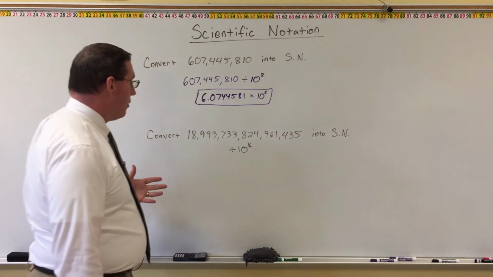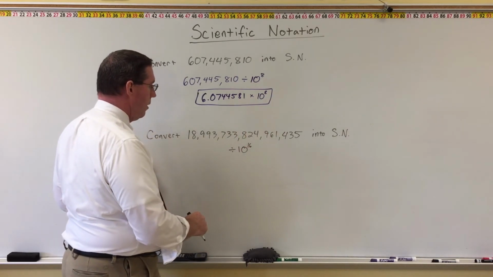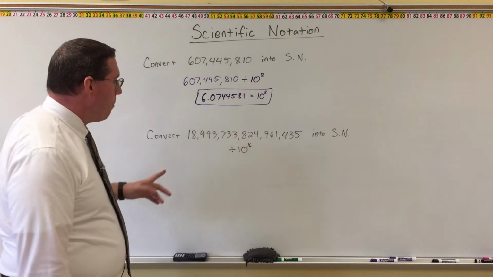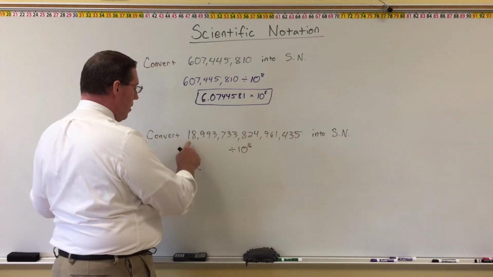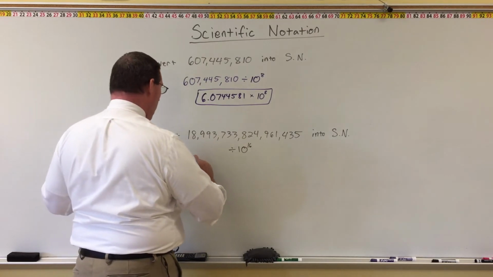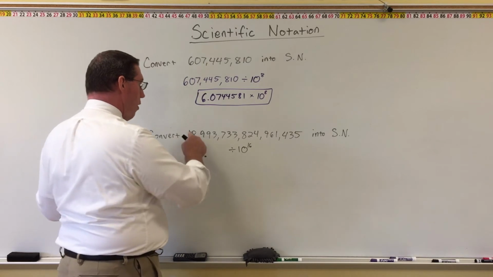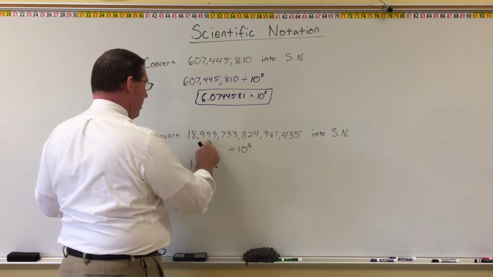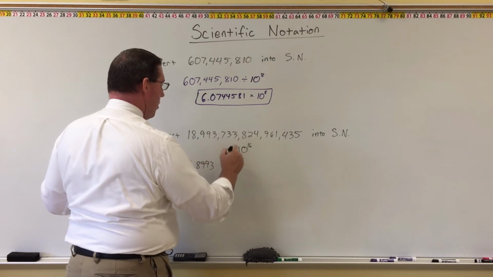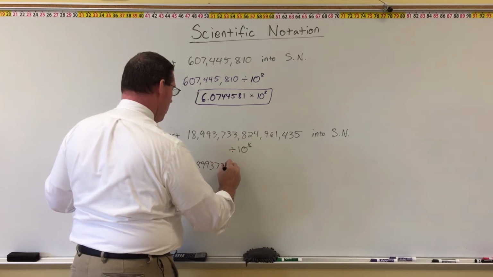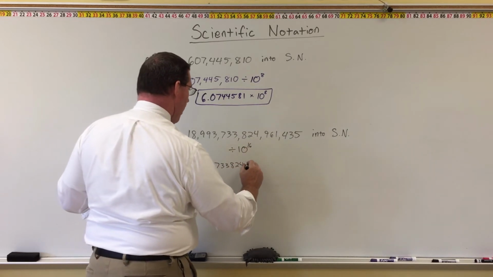Now, if you do that in a calculator, it's only going to give you digits over to here. It's not going to give you the whole number. So here's what we're going to do. We're basically just going to write this whole number again, but the way we're going to write it is we're going to write the first digit, 1. Then we're going to put a decimal point. Then we're going to write the rest of the numbers, 8993, 733, 824, 961, 435.